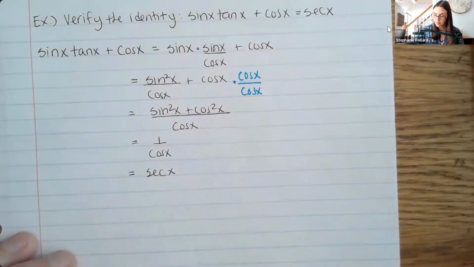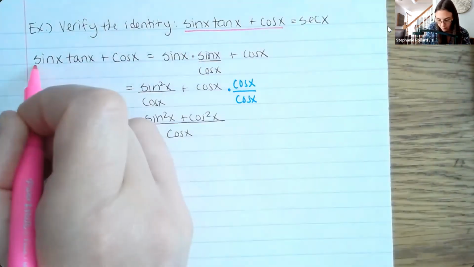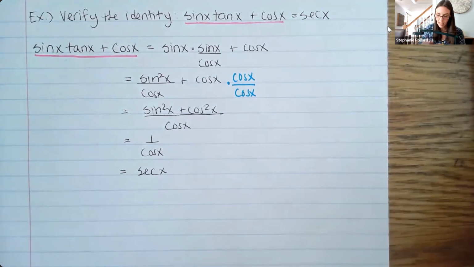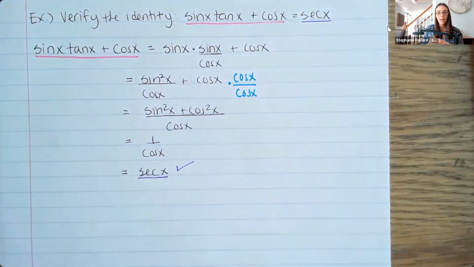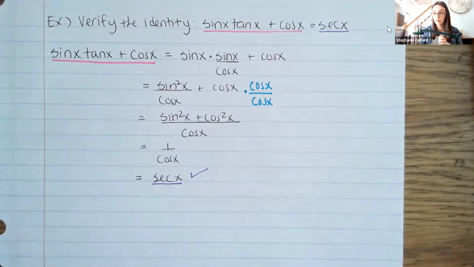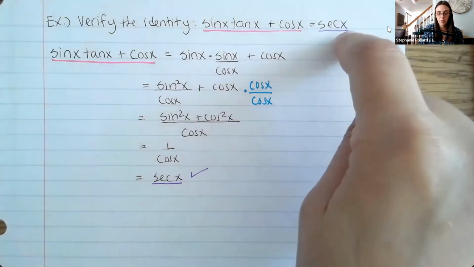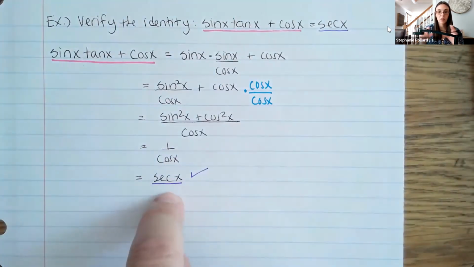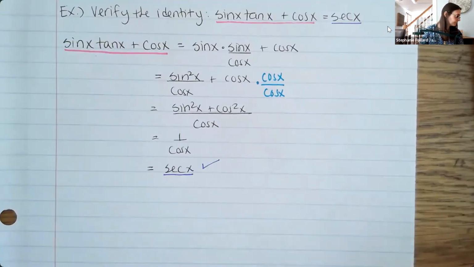Right? 1 over cosine x is secant. So we are done. We started with this side and we ended with this. It can help to use color here because sometimes you kind of get lost in all the work and the algebra in the middle. So it's good to know, this is what I'm starting with, this is what I need to get to. And once I get there, I have shown that this is a true equation. It is an identity. And I'm done.